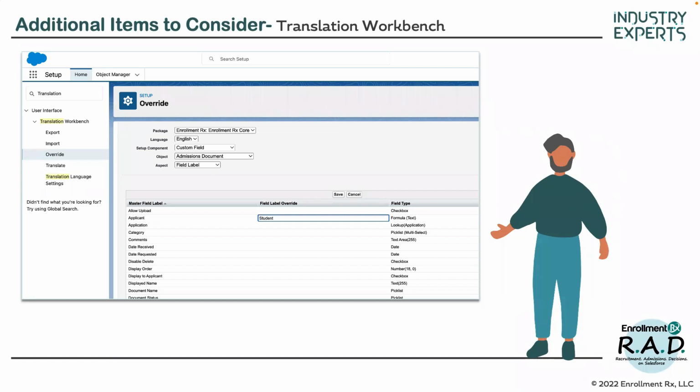And you can click into the field label override column. So in this instance, let's say we use the word applicant, but you want to use the word student. You can drill down into applicant, click into the field label override, type in student, hit save, and now anywhere applicant was showing before, now you'll have student.